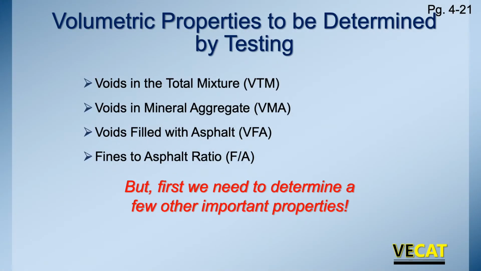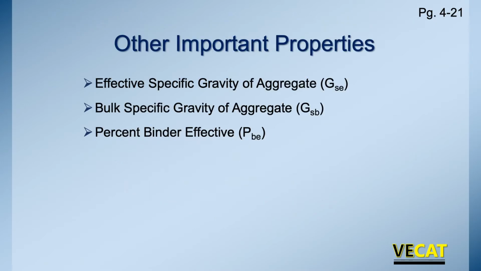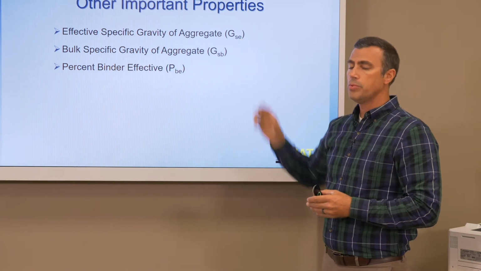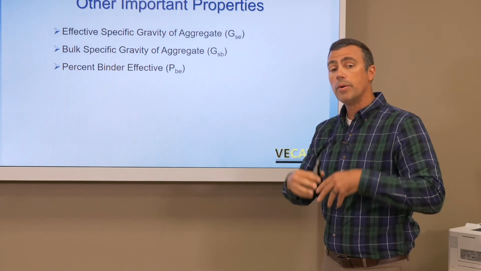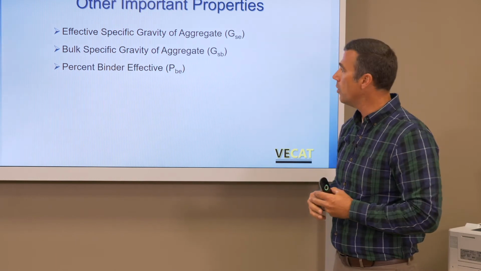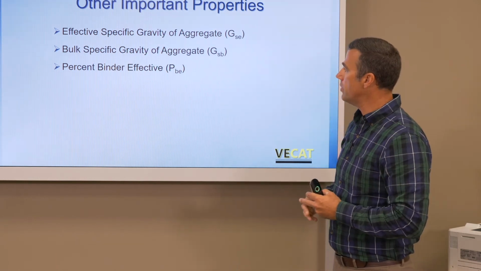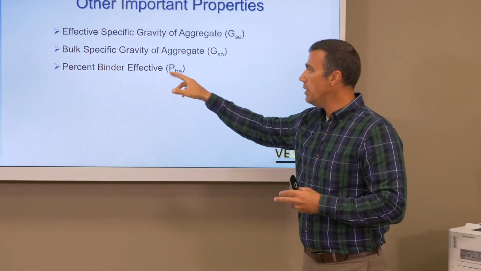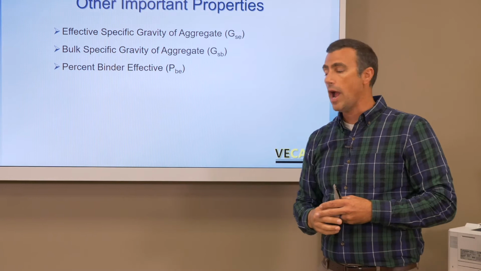Now, before we get to those, there are some other important properties that we need to introduce and talk about as well. These other properties are our effective specific gravity of our aggregate. We've got a property that refers to how much water absorption the aggregate has, which also gives us an idea of how much asphalt it's going to absorb. So by knowing the effective specific gravity, we can then calculate another value that we're going to need, which is our bulk specific gravity of our aggregate.